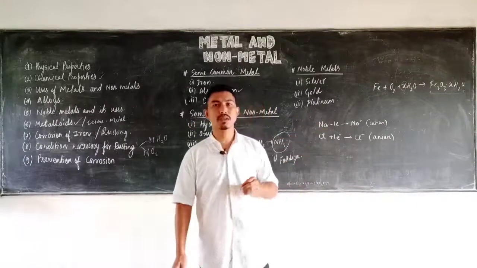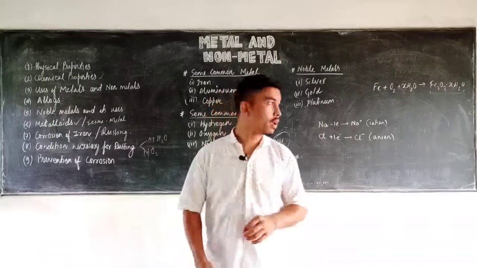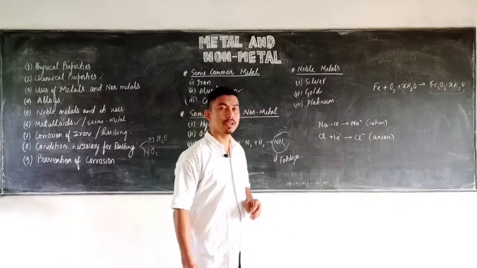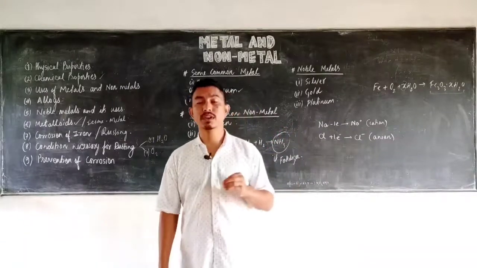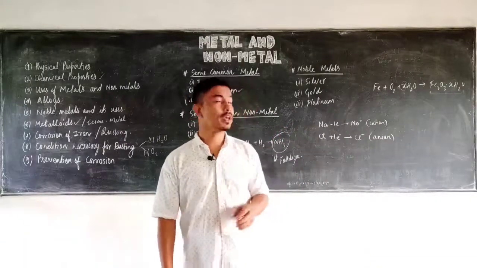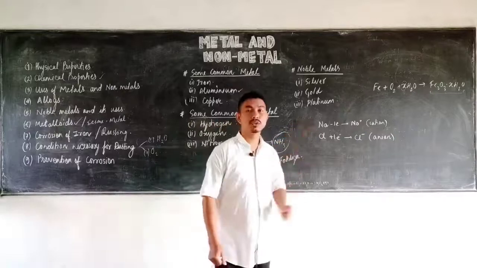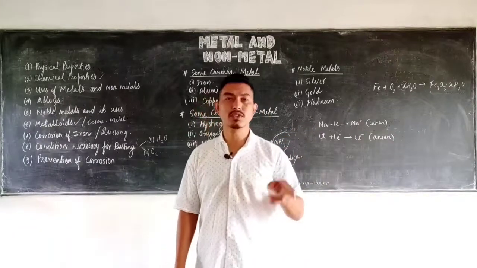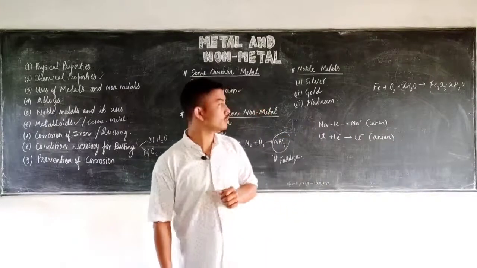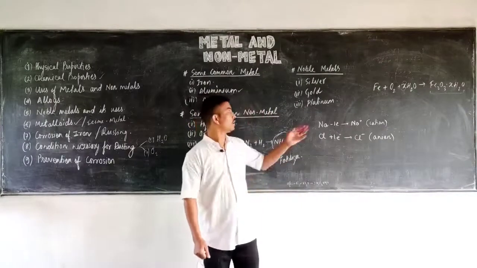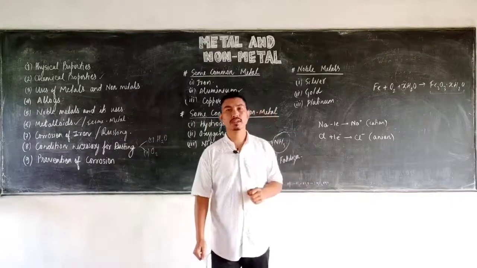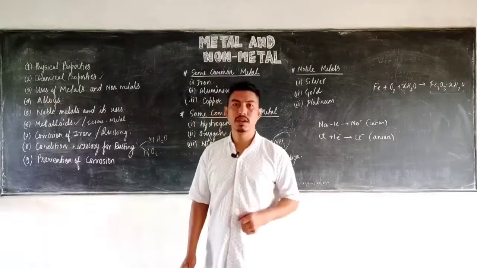Platinum is the most noble metal known to human beings, and because it's so unreactive, platinum is usually used for making surgical instruments, and apart from surgical instruments, it is also used for making jewelry. And finally, platinum also acts as a catalyst in many reactions.